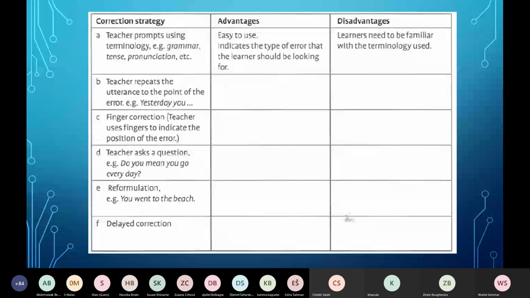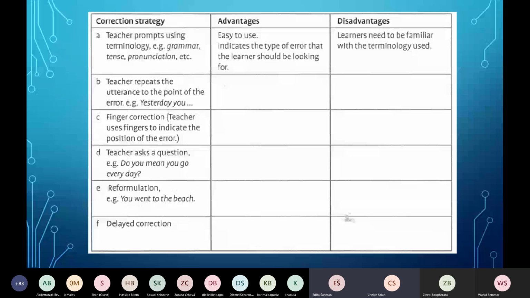Maybe we have Edita Shaman. Yes, Edita. Okay. In my opinion, the only advantage of this kind of correcting mistakes is correcting it on the spot, immediately. And students can think of that mistake next time when they speak. But I think there are more disadvantages, because whenever we correct mistakes on the spot, students are ashamed, and I think they actually lose their self-confidence. I don't like this type of correction because it's not sensitive for students. I think we should be more sensible while correcting mistakes.